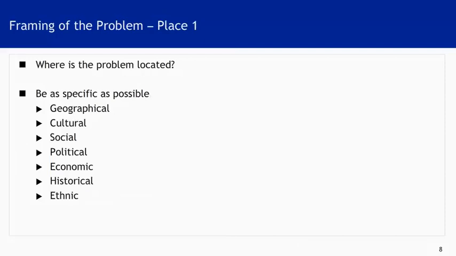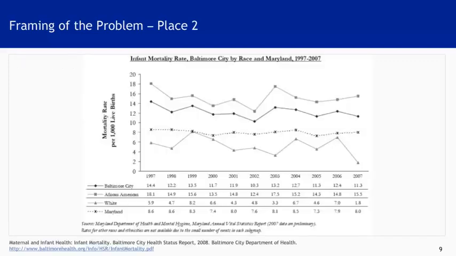Place is the next of the three concepts when framing the problem. Framing the problem in relation to place starts by asking, where is the problem located? Again, it's important to be as specific as possible, but to remember that the concept of where is not restricted solely by geographic boundaries. Cultural, social, political, economic, historical, and ethnic boundaries may also be drawn around problems. In this figure, we see the infant mortality rate over time in Baltimore City and in the state of Maryland.